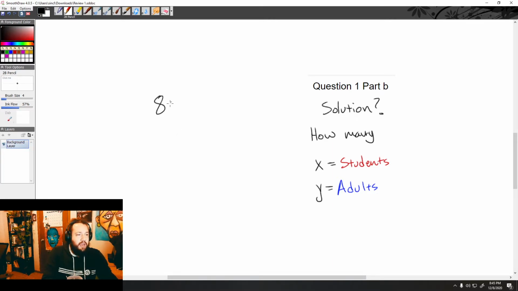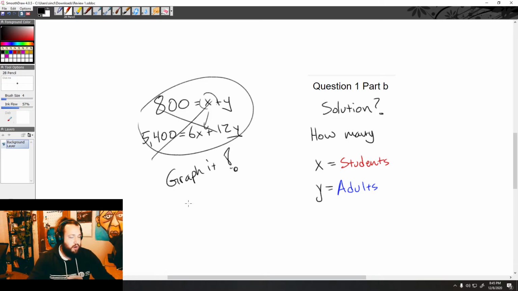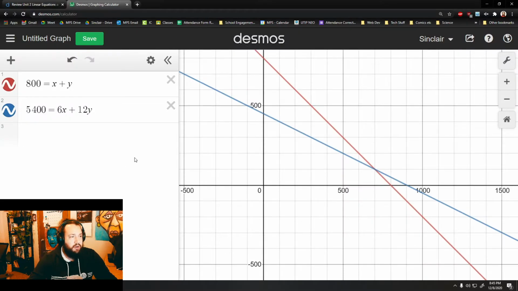Now, I could go ahead and solve this system of equations. I could take my 800 equals X plus Y, and I could take my 5,400 equals 6x plus 12y, and I could solve and plug and chug. I could plug my x values into each other. I could isolate variables and solve, or I could just graph it. And when I graph it, I'm going to be looking for where those points cross. So let's go ahead and actually try graphing this.